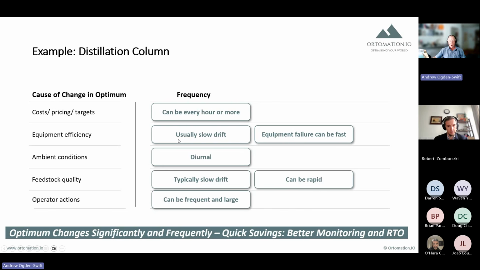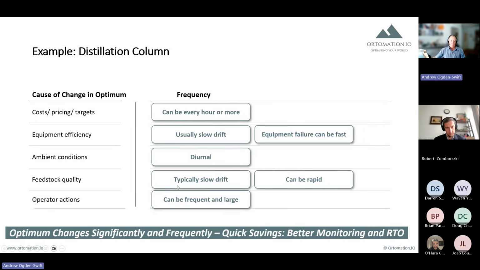Equipment efficiency, usually it's a slow drift over weeks or months, but rapid degradation in equipment due to component failure can be way faster. Ambient conditions, typically those changes are twice a day, when the sun comes up and goes down, particularly for air coolers. Feedstock quality, that's typically a slow drift. But again, if your operating procedure for feedstock changes is not done well, that can be pretty rapid.